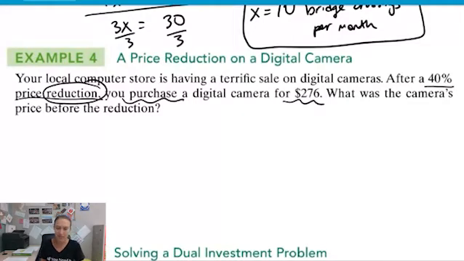So this problem is a little funny. It's actually the least amount of work to solve, but it's the hardest one to get your brain wrapped around. So let's write it out.